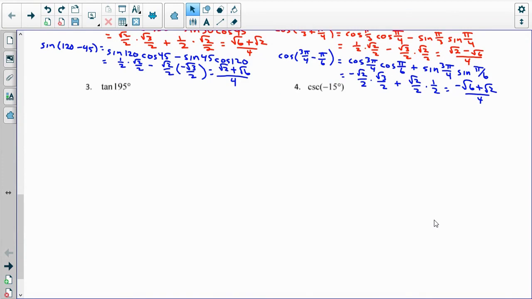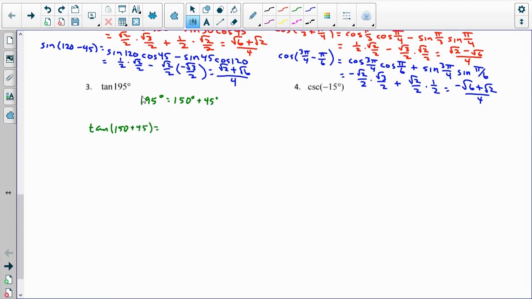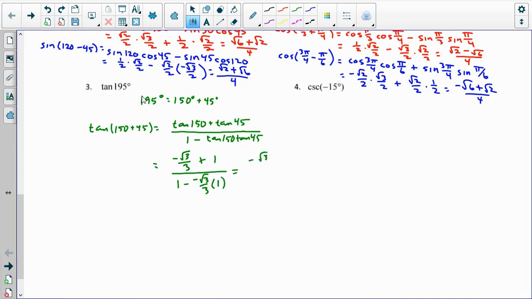Now, tangent of 195. We'll do this one on the board without it already pre-written. So I'm going to note that 195 degrees is equal to 150 degrees plus 45 degrees. So tangent of 150 plus 45 is equal to tan same tan over 1 oppo tan tan. So tangent of 150 plus tangent of 45 over 1 minus tangent of 150 tangent of 45. Now the tangent of 150 is in the second quadrant, so it's negative root 3 over 3, plus tangent of 45 is 1. 1 minus tangent of 150 is negative root 3 over 3, and tangent of 45 is 1.